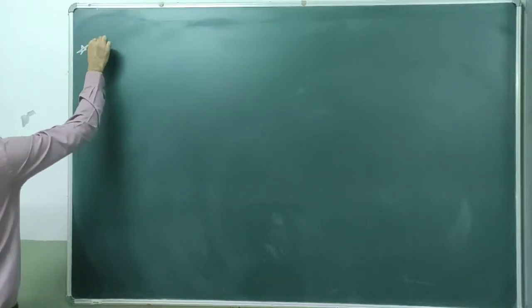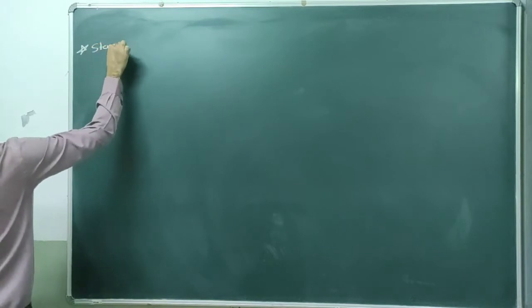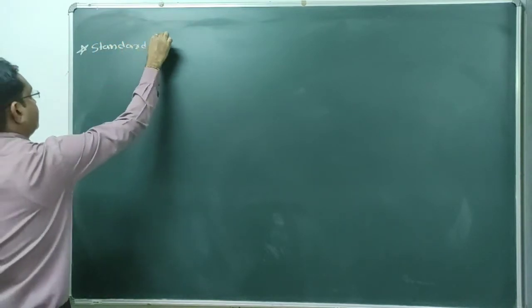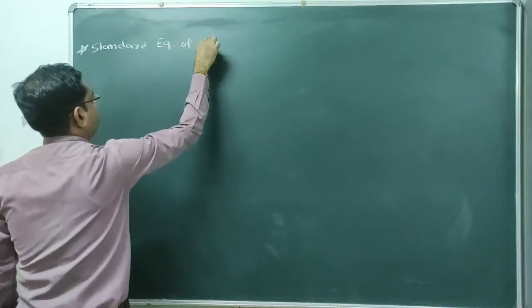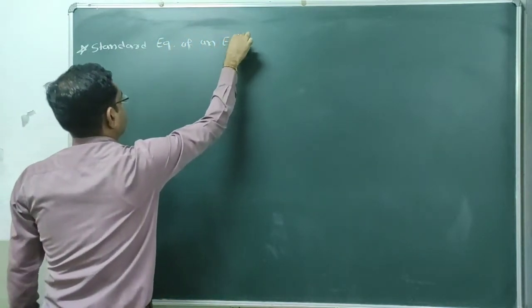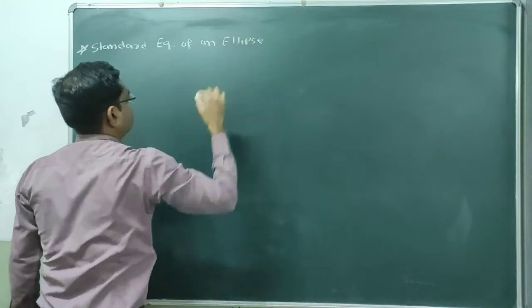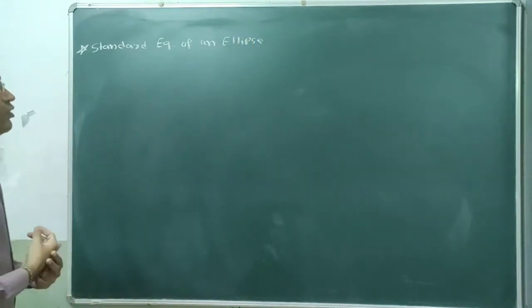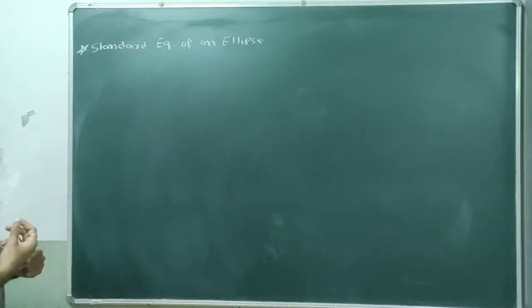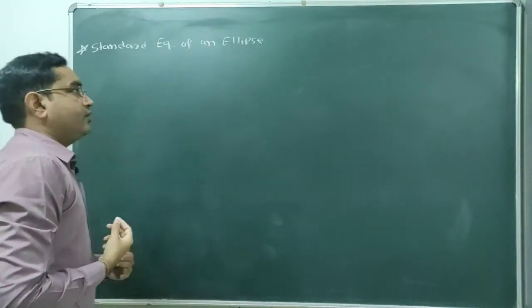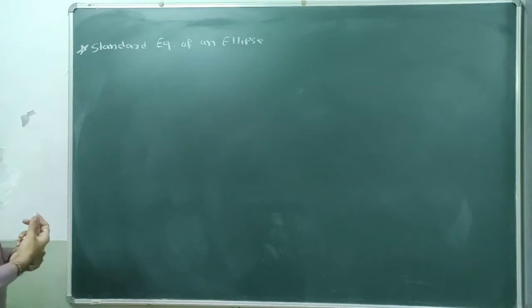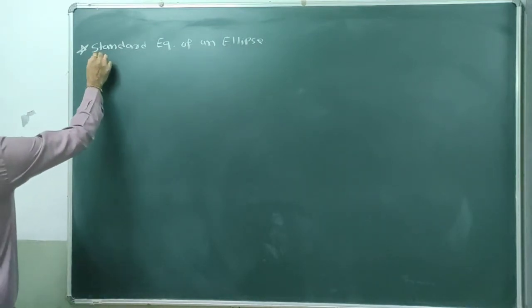Standard equation of an ellipse. So here we are not going to derive the equation, we will just consider the equation, how the different types of parabola, how the different types of ellipse can be possible. So here, what is the standard equation?